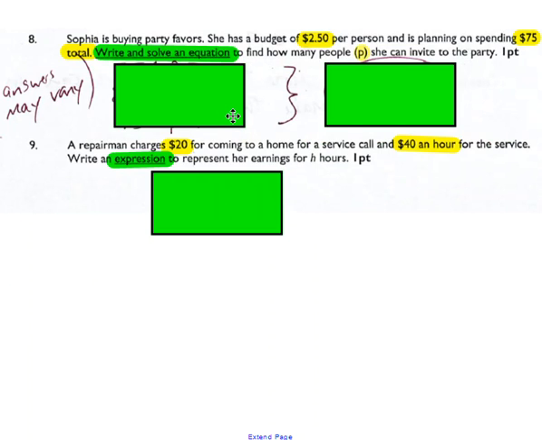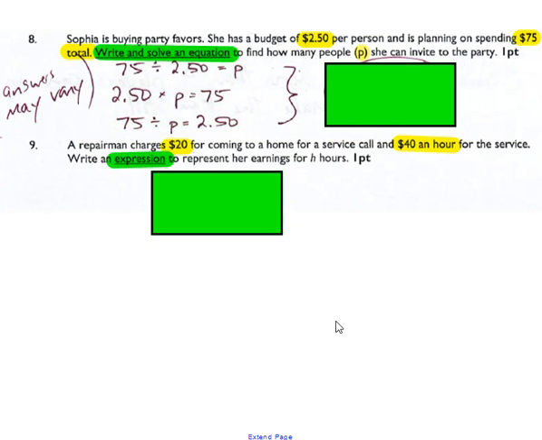In number 8, Sophia is buying party favors. She has a budget of $2.50 per person and is planning on spending $75 total. Write and solve an equation to find how many people, there's a variable, how many people she can invite to her party. Well, there's a lot of ways to figure this one out. She had to use the 75, the 2.50, and the variable. You could have done some division to figure out the variable. You could have done some multiplication, including the variable. There's more division there, but you had to group these in a way that supported the problem. So lots of answers could work for that.